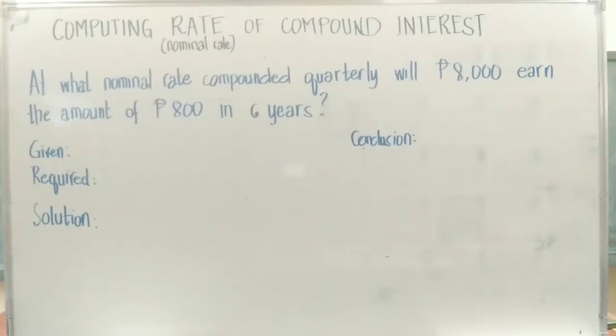Okay, for our next example, we have on the board: at what nominal rate compounded quarterly will 8,000 pesos earn the amount of 800 in 6 years? So again, our basic steps on the board are the given, the required, the solution, and the conclusion. So let us find the given values and data from our problem or situation on the board.